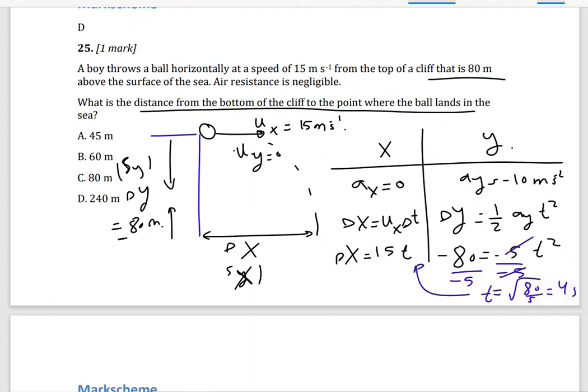I'll substitute here. So delta x, the displacement in x direction, will be 15 times 4. 15 times 4 will give us 60 meters.